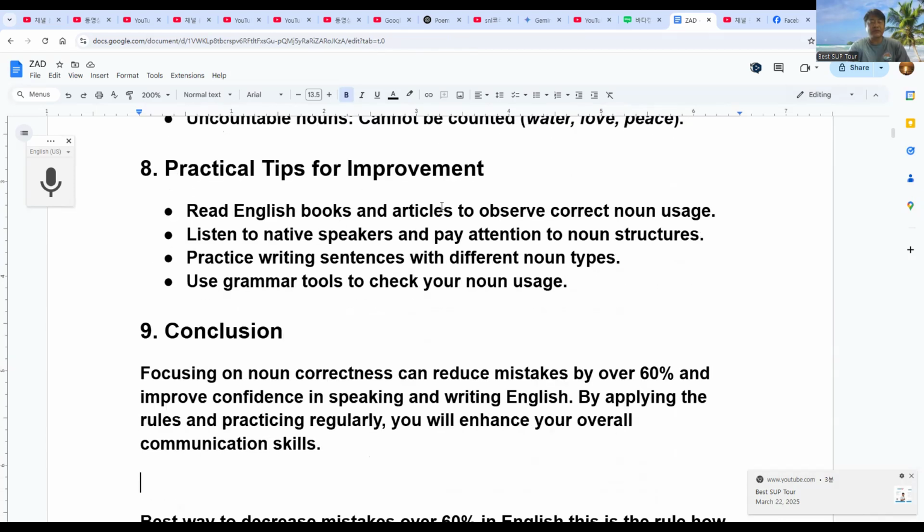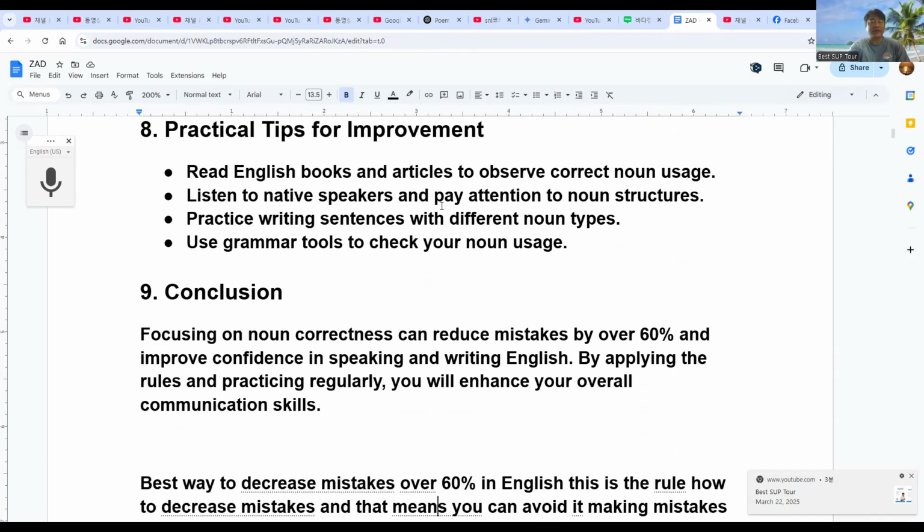Conclusion. Focusing on noun correctness can reduce mistakes by about 60% and improve confidence in speaking and writing English. By applying the rules and practicing regularly, you will enhance your overall communication skills.